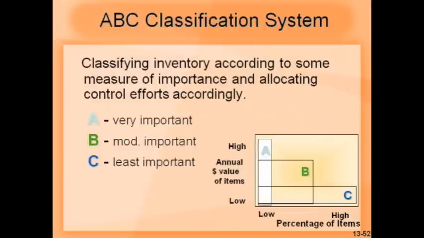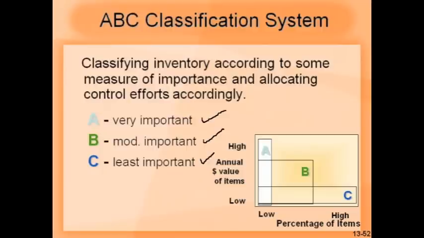ABC classification system. So this is classifying inventory according to some measure of importance and allocating control efforts accordingly. So obviously it is not feasible for any company, even not only big companies but even medium-sized companies, to monitor each and everything by giving it equal priority, because different items could be different in value and they could have different significance. So it is important sometimes for practical reasons to classify them in different categories so that different priority can be given to different categories. So in ABC system, A is considered very important, B is considered moderately important, and C is the least important. So like in manufacturing, C could be small nuts and bolts, and A could be more important components.